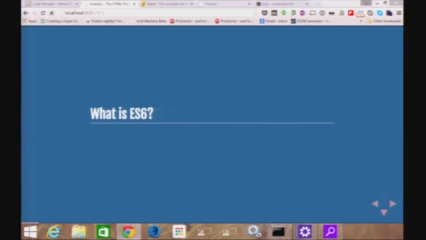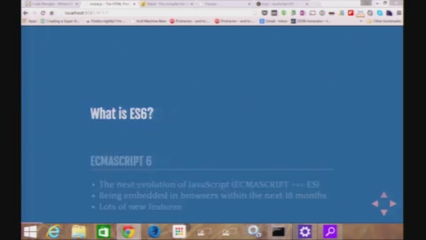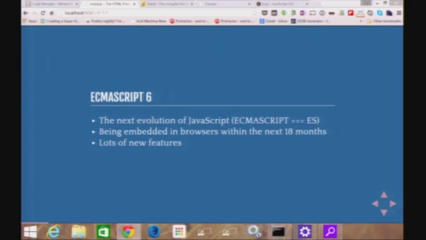So what is ECMAScript 6? Who was in the ES6 talk yesterday? Half of you. Okay, which is fine. So here's the short answer. It's the new version of JavaScript, ECMAScript being the official name of JavaScript in the standards body. That's all it is. And so ECMAScript 6 is the next evolution of JavaScript.